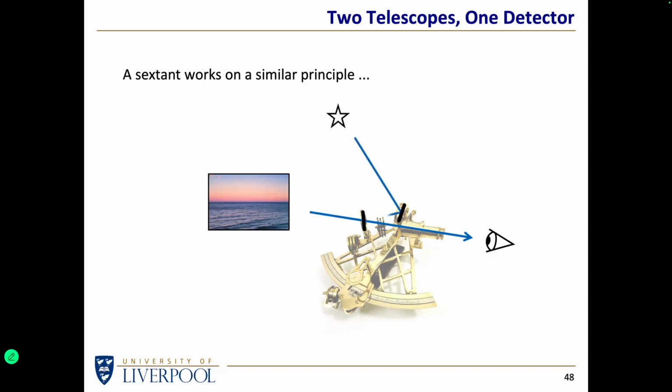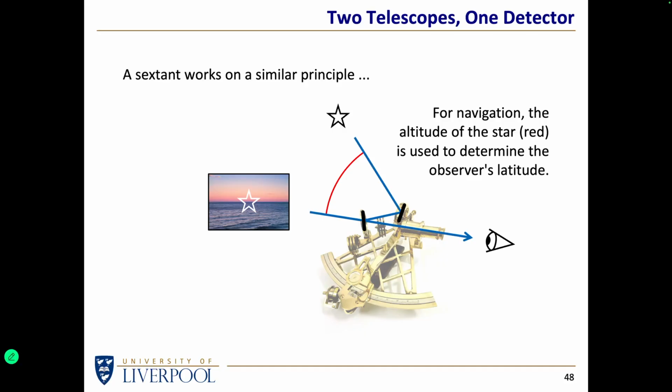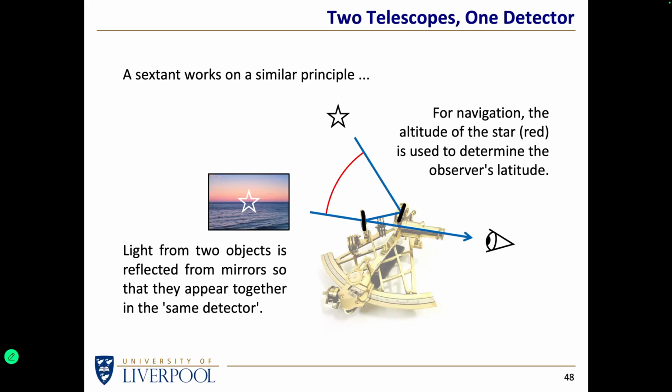The starlight will reflect off mirrors such that you end up seeing that star in the same field of view. You adjust the mirrors until the star appears to be on the horizon, or if you use the relevant filters, the sun is on the horizon. And that is the angle you're interested in a sextant. And for navigation, it's the altitude of the star above the horizon that's used to determine the observer's latitude. In this case, that's not what we're doing, but it's still light from two objects reflected from mirrors so that they appear in the same detector.